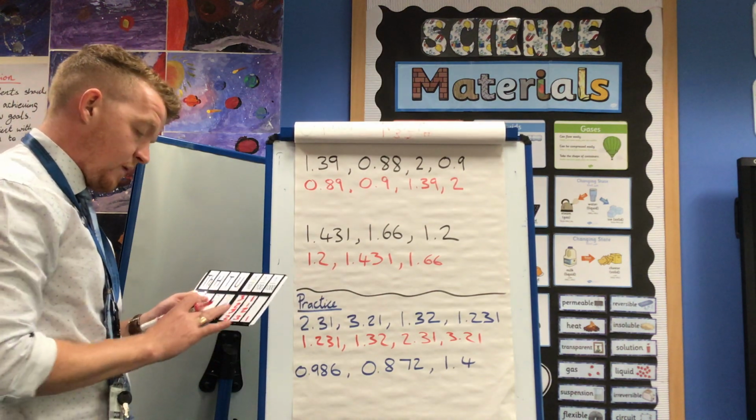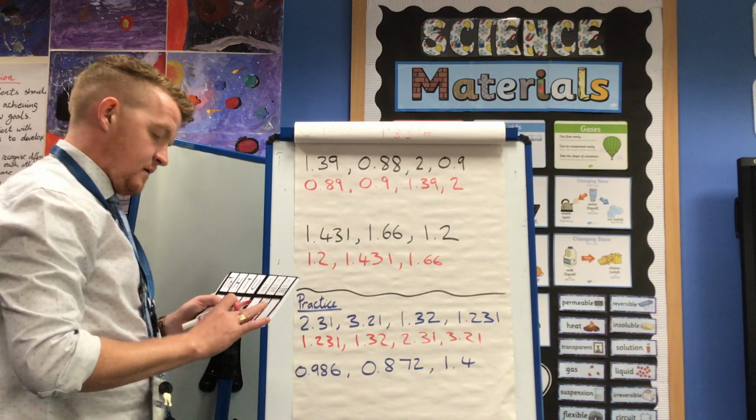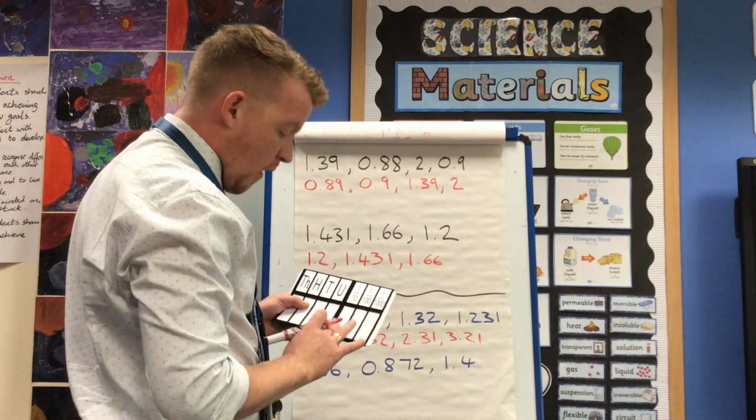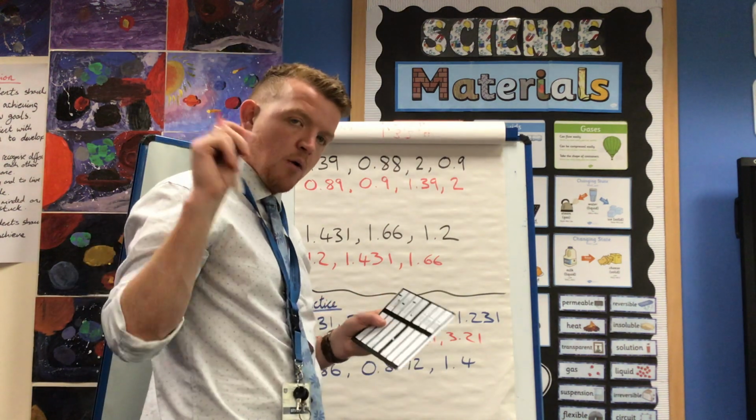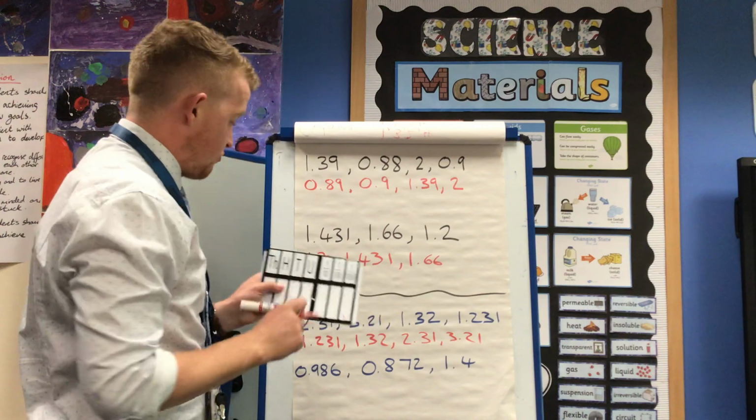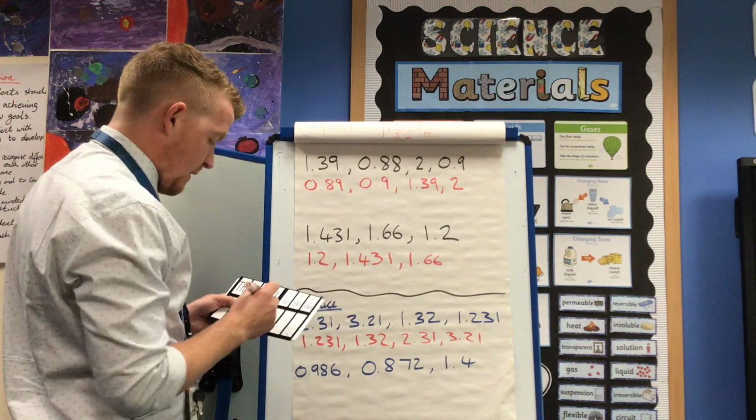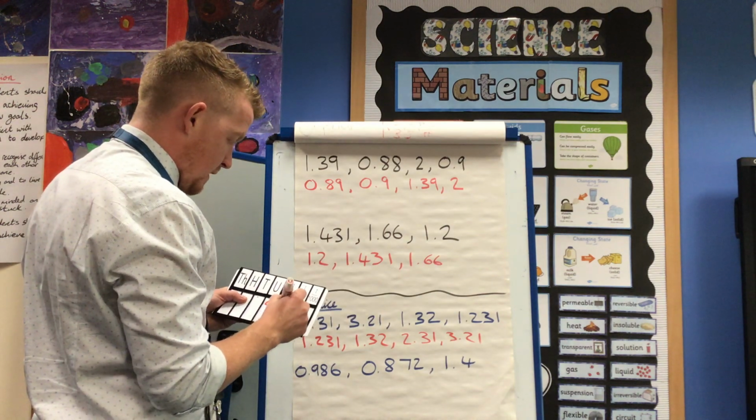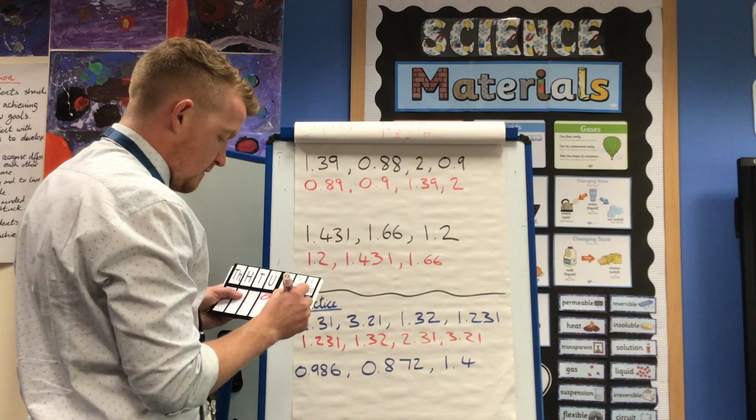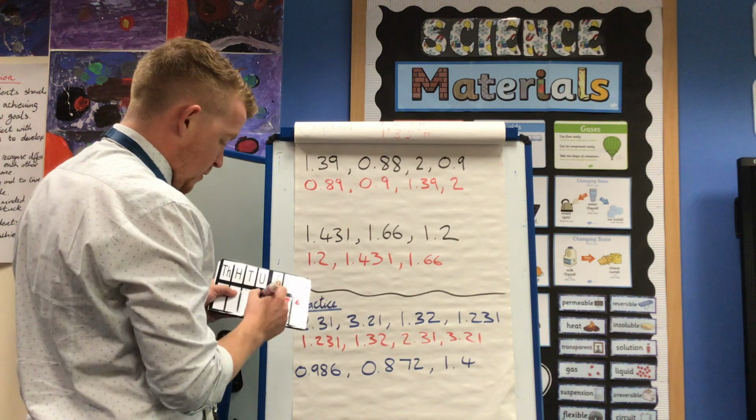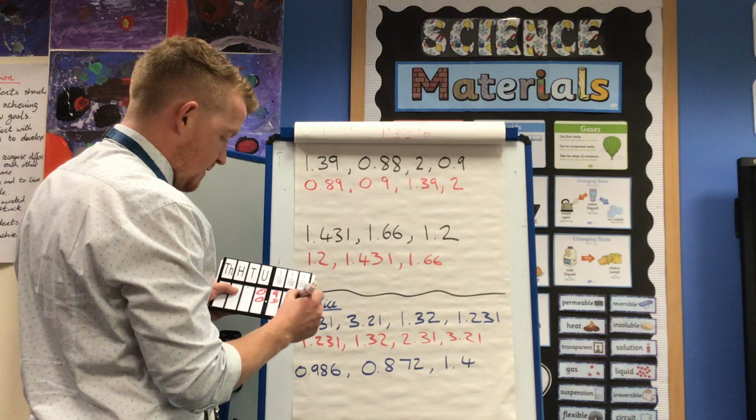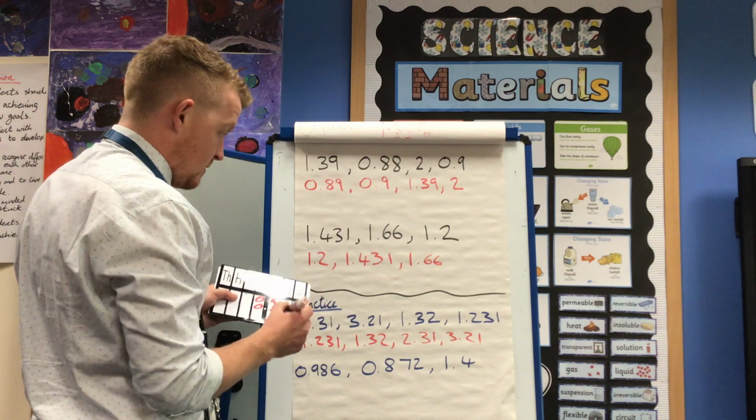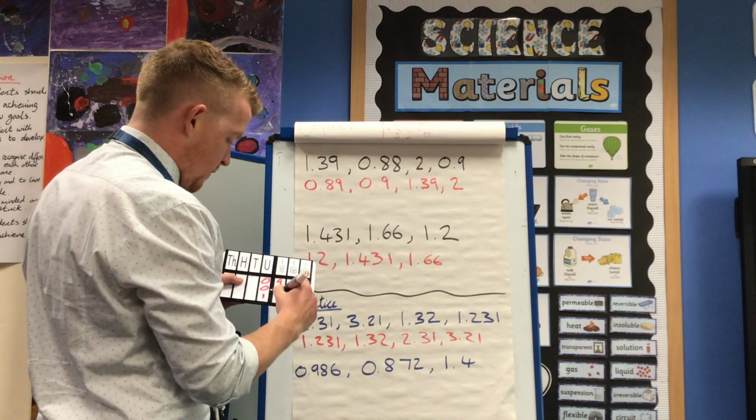Finally, we'll do our last question. Again, we're going to use our place value grid. We'll always use this, and even when you're doing your main task later on, please make sure you're still using it because it's really important. We're going to put down our numbers. Well, we have 0.986, 0.872, that's my H. Finally, 1.4.